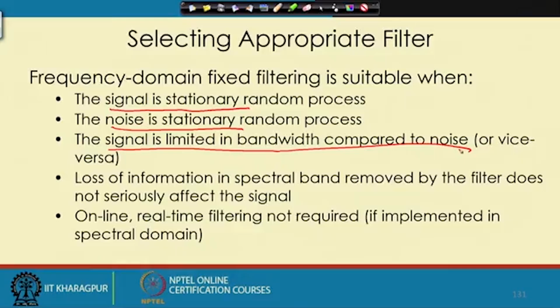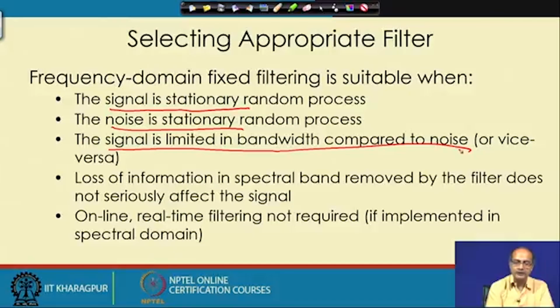Okay. If they have more overlap, it will be difficult for that frequency domain filter to work effectively or to remove the noise, because in that case it is not possible to eliminate the noise without losing some part of the signal, and thereby we prefer that the signal should be band limited, and there should be somewhat of a separation between the spectrum of the signal and the noise.